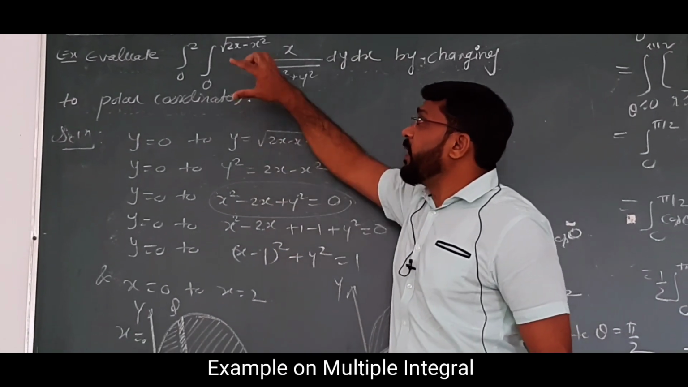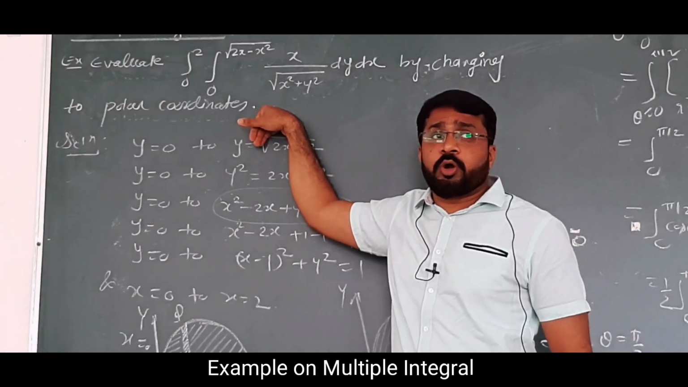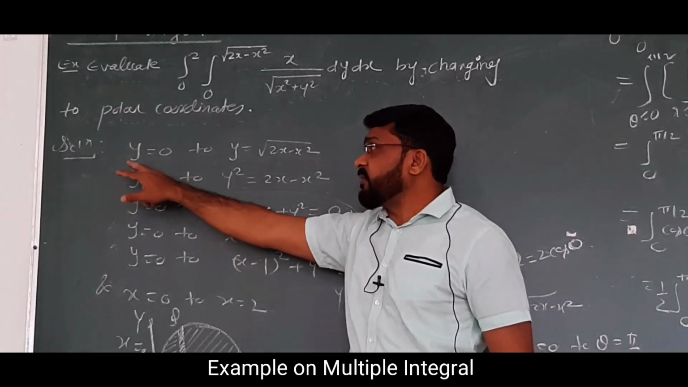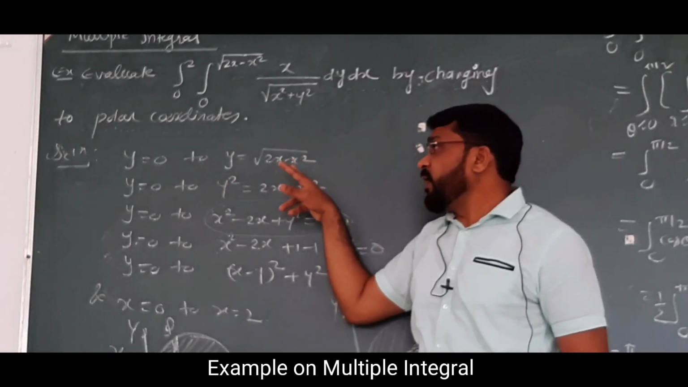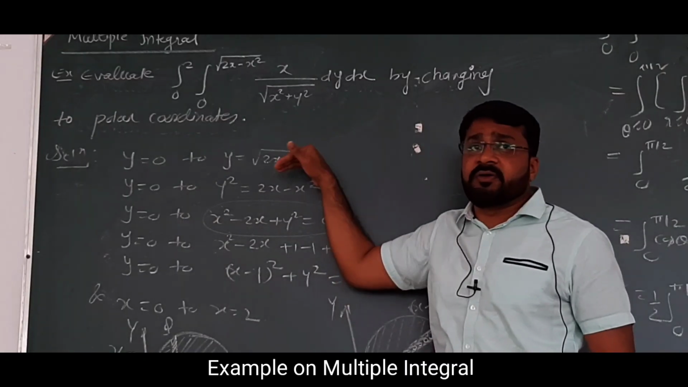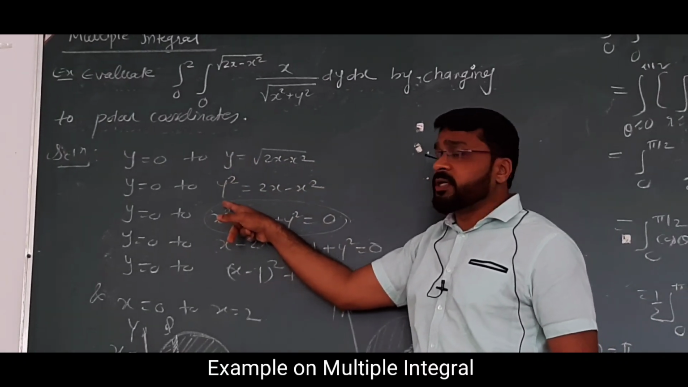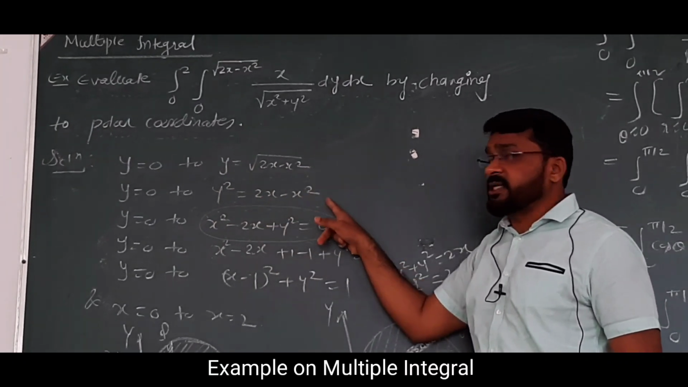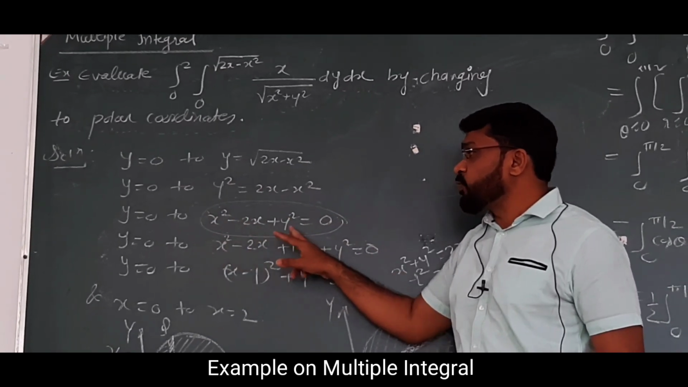Now we have to take the vertical strip because we are using the limits of y; we will use a vertical strip to draw the region. The vertical strip starts from here, y equals 0 to y equals this. Now we have to simplify this to get the standard equation for this figure. So I square it: y square equals 2x minus x square, and moving terms over, x square minus 2x plus y square equals 0.